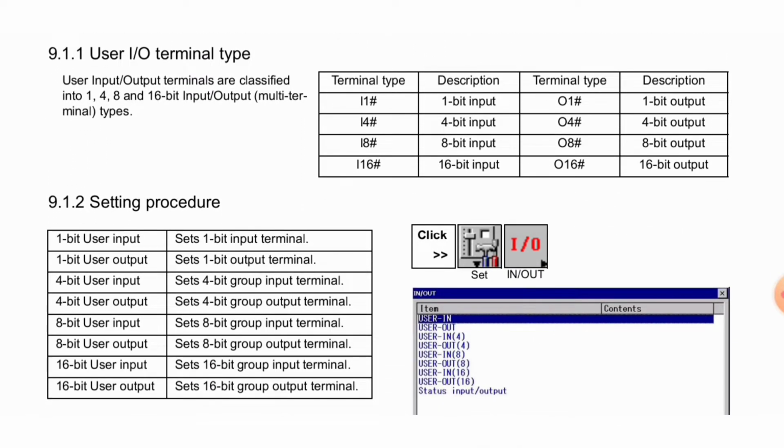Next is user input output terminal type. User input output terminals are classified into 1, 4, 8, and 16-bit input output multi-terminal types. Here you can see a table. First column for terminal type, second for description, third for terminal type, fourth for description. I1# 1 bit input, O1# 1 bit output, I4# 4 bit input, O4# 4 bit output, I8# 8 bit input, O8# 8 bit output, I16# 16 bit input, O16# 16 bit output.